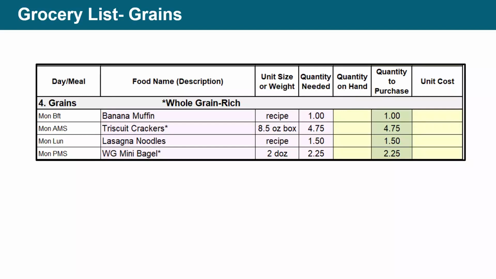The next section is grains. An asterisk is listed by whole grain rich items. The grain for breakfast on Monday is a banana muffin. Again, refer to the recipe for the list of ingredients needed. The AM snack includes Triscuits. 4.75 8.5-ounce boxes are listed. Lasagna noodles are already included in the lasagna recipe. 2.25 dozen whole grain mini bagels are needed for the PM snack listed.